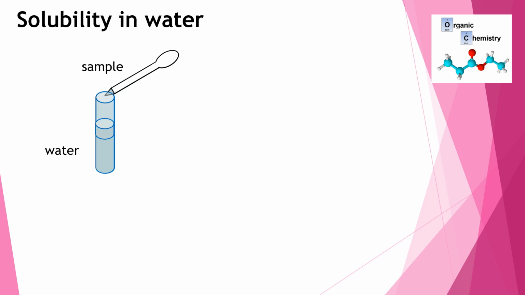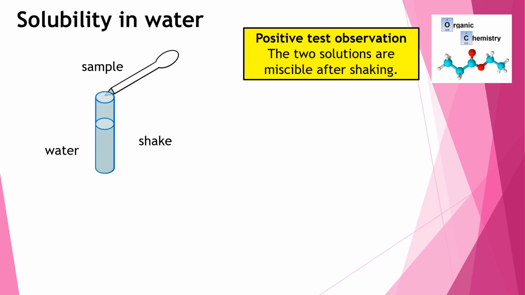Okay, so another way that we can help distinguish organic molecules is just by their solubility. What I mean by that is we take some water and we add our organic sample to it, and we get two layers, we shake it, and we see what happens. If they are soluble, once we've added the sample to the water and shaken it, the two different layers disappear. Now, a positive test for solubility in water is the two solutions are miscible. Miscible means that they can mix together without seeing two different layers after shaking. So if they're miscible, then we have solubility.